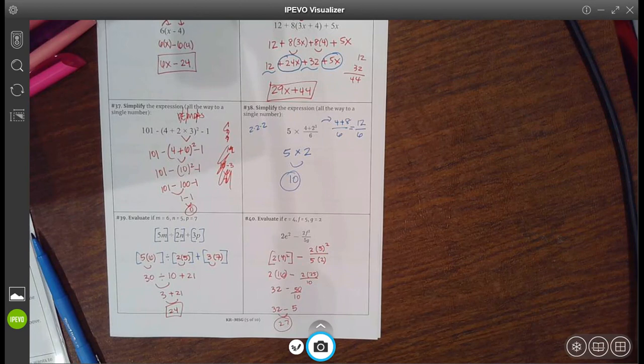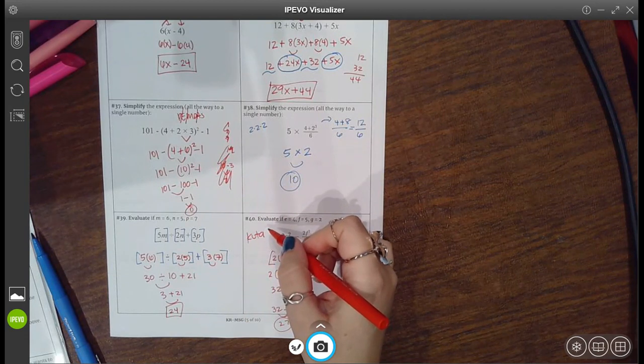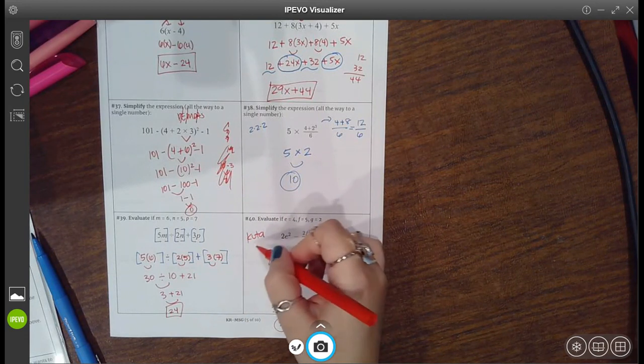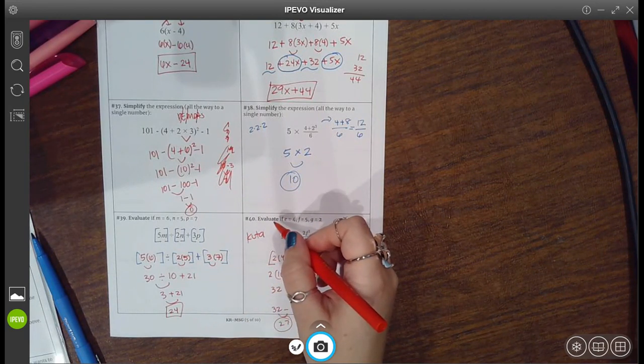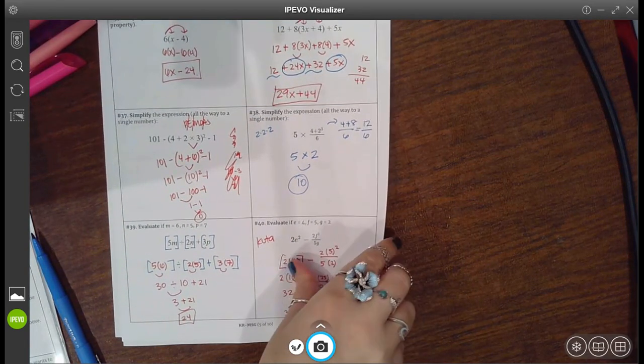If for some reason you struggled on a few of those, remember Kuta, and type in something like Kuta worksheet on evaluating expressions into Google, and then you can get more practice on these guys.